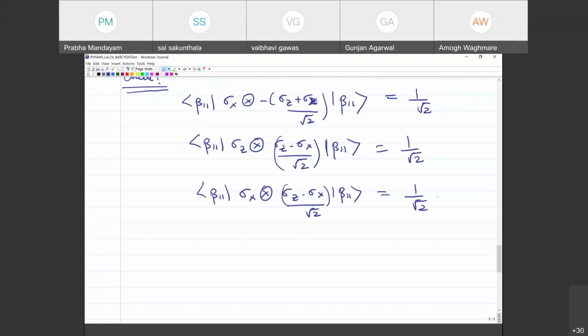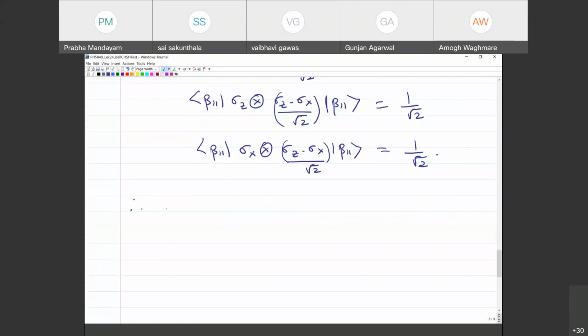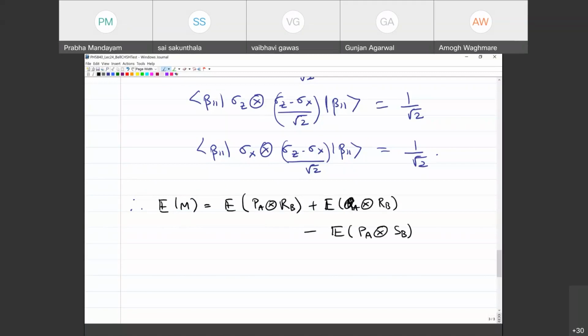So then what is that expectation value now? Expectation value of this observable M, which was expectation PA tensor RB plus the second term QA tensor RB minus the third term plus the fourth term. What is this?